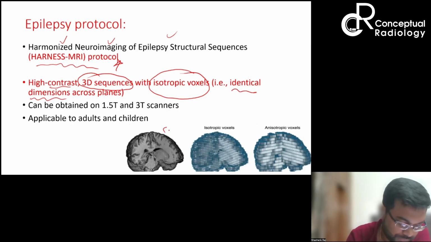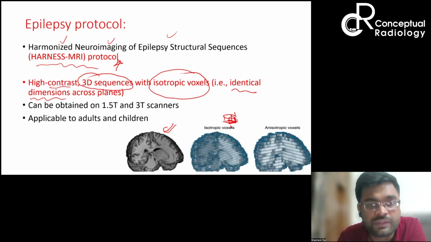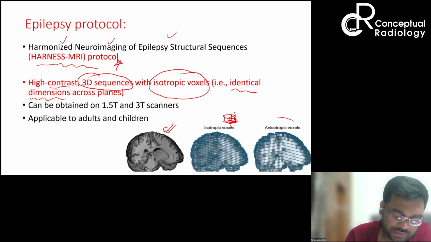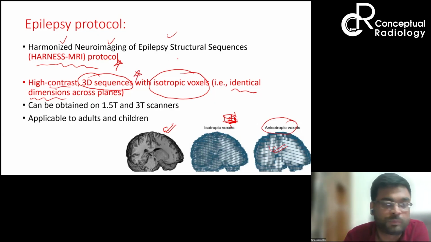Suppose this is a volumetric image of the brain. It is formed by voxels of isometric size. It will be 1 by 1 by 1 millimeter in all three planes, right? So these are isotropic voxels. The advantage of isotropic voxels is that they can be reformatted into any plane, any oblique plane. You can convert an axial image into coronal or sagittal or anything, right? But if the voxels are anisotropic, then you will have pixelation of images. So the HARNESS MRI protocol recommends that we use 3D sequences with isotropic voxels.